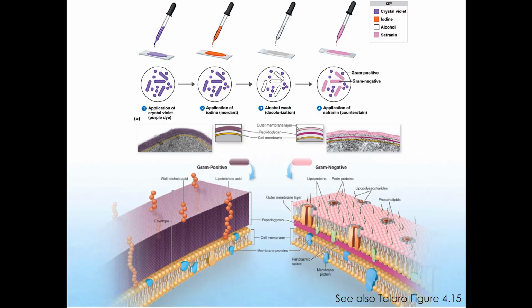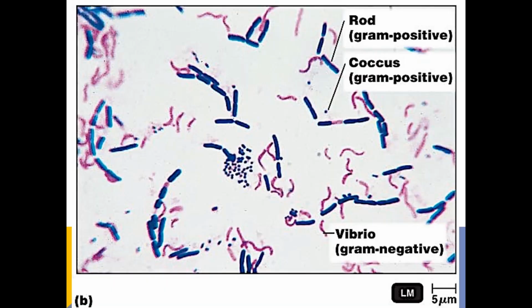And here's the stains again with more color, and here you can see the gram-positive has a thick layer of peptidoglycan, whereas the gram-negatives have a very thin layer of peptidoglycan, and instead they have an outer membrane composed of phospholipids. And if you did your Gram stain properly, you should be able to see both gram-positive and gram-negative cell types in a mixed culture.